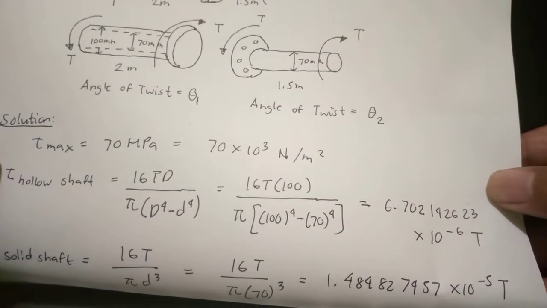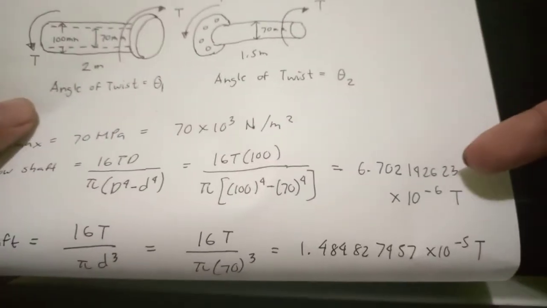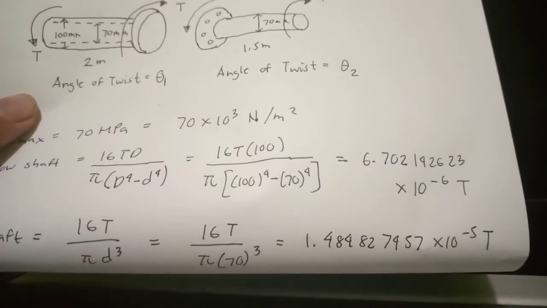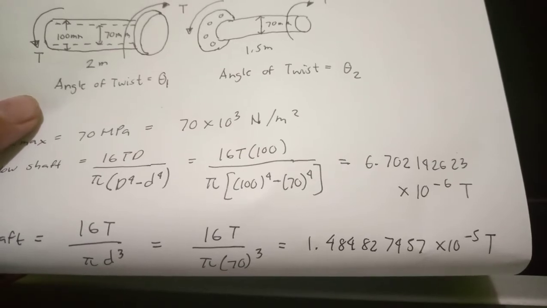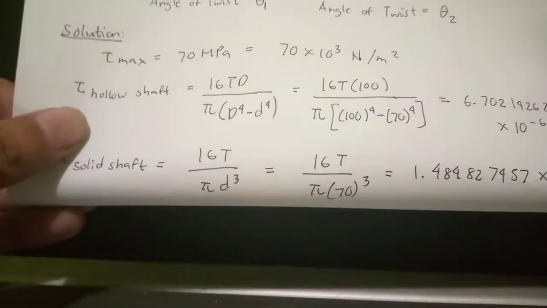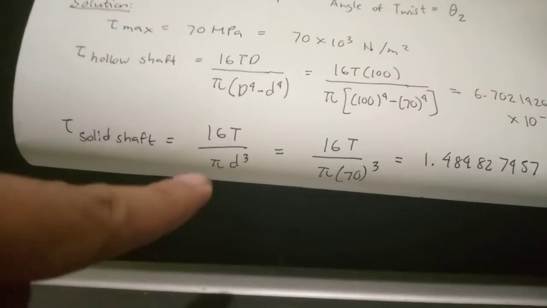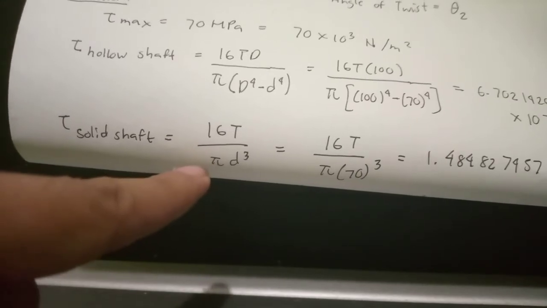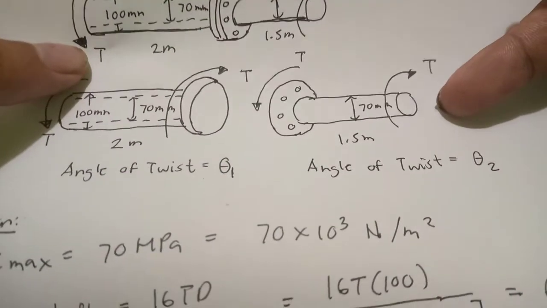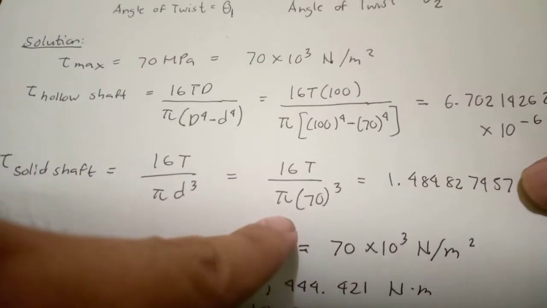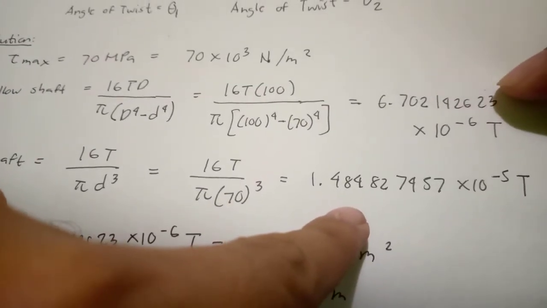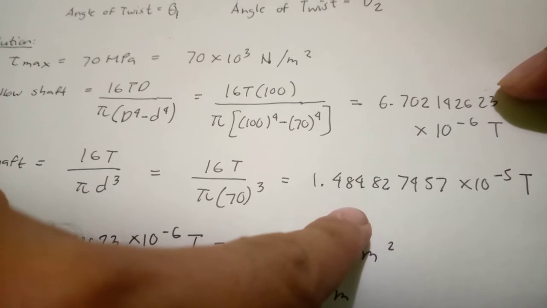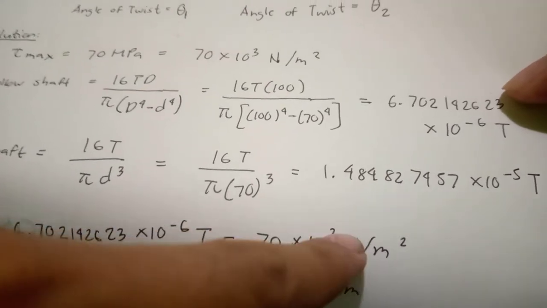Okay, so the shear stress of the hollow shaft is equivalent to 6.702142623 times 10 to the negative 6 torsion. And then for the solid shaft, this is the formula for the maximum shear stress of a solid shaft: 16T over pi d cubed. Since the diameter is given for this shaft, we just substitute, so we get this value, 1.484827457 times 10 to the negative 5 T.